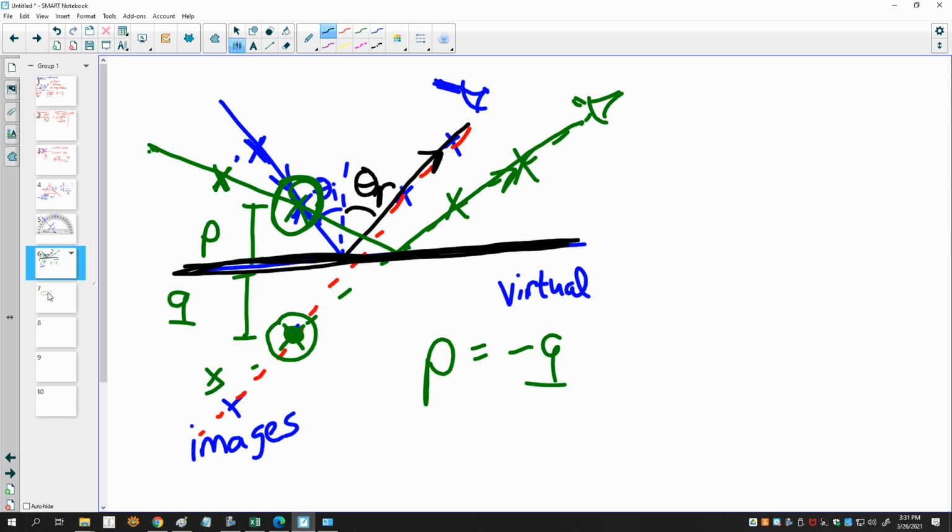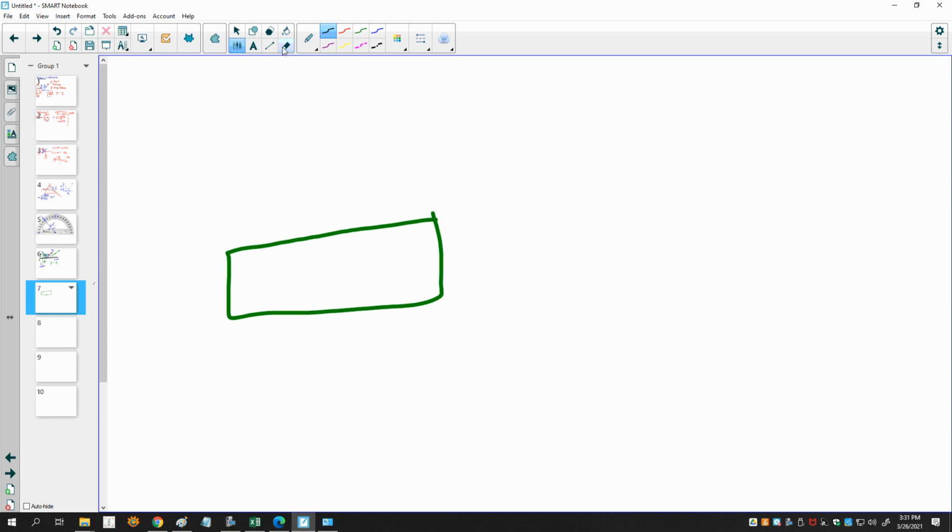Now, moving on to the glass slab refraction. I actually drew this incorrectly, so let me draw it again.